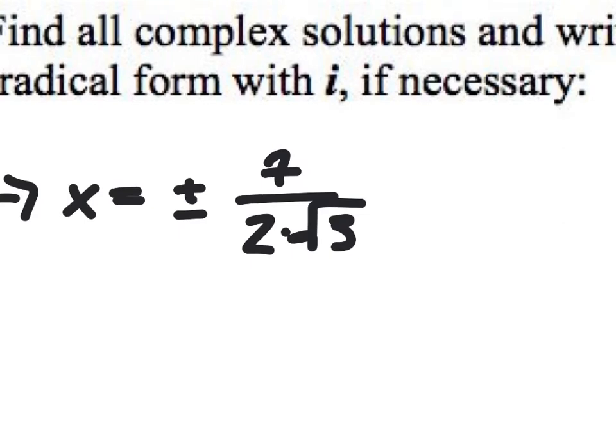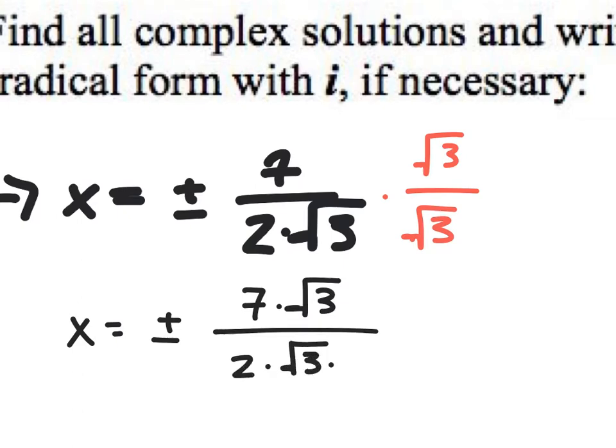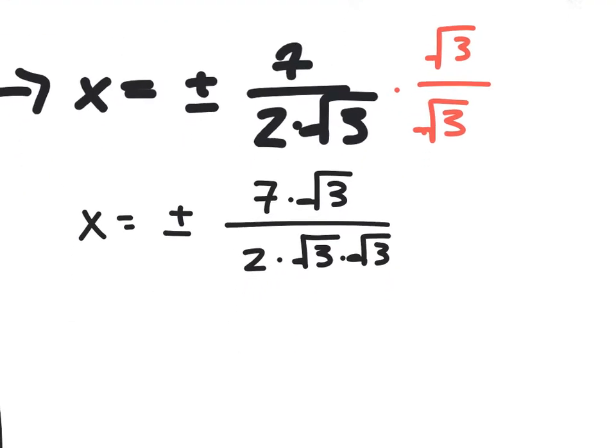So I'm going to multiply both the top and the bottom by the square root of 3. I'm going to do that up here and down there. All right, so then I get x is equal to plus or minus 7 times the square root of 3 divided by 2 times the square root of 3 times the square root of 3, or square root of 3 squared, doesn't matter. And when I get that, the square root of 3 times the square root of 3, that's just going to give me 3.